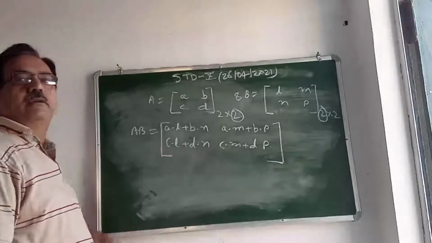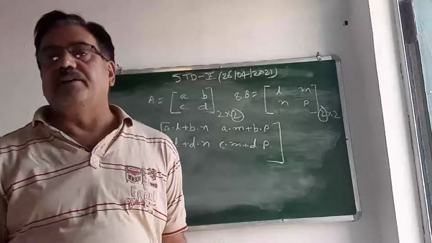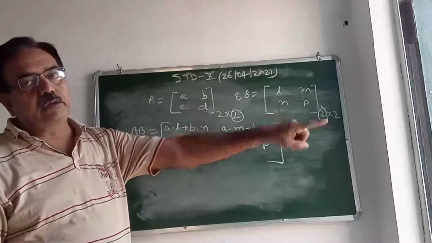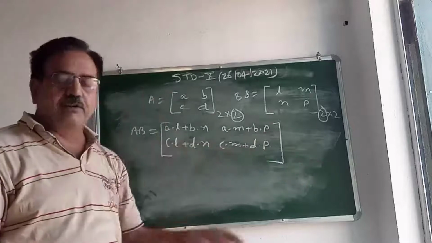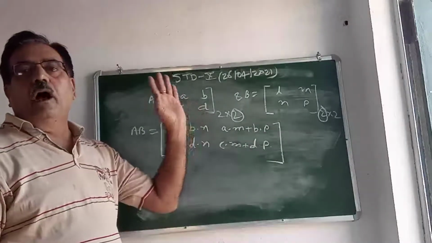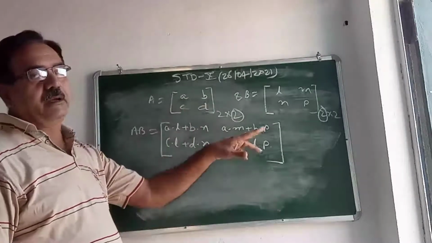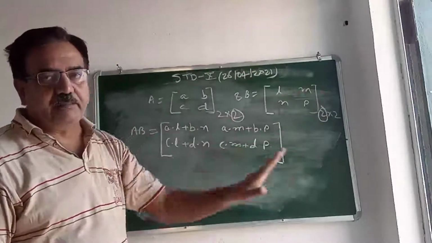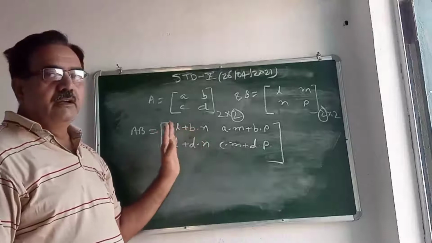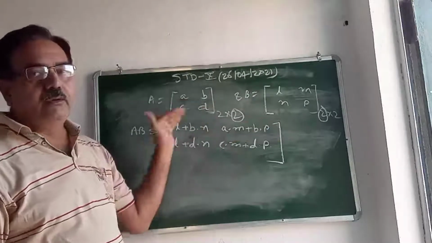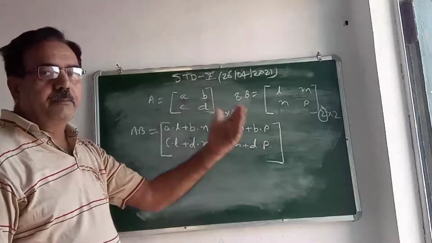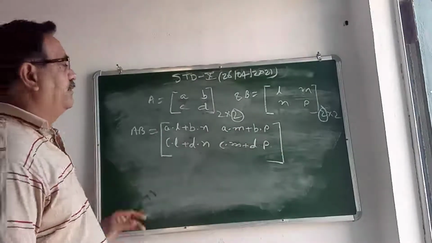This is the rule to multiply matrices. The column of the first must be equal to the row of the second, then multiplication of matrices is possible. After that, take the row of the first, multiply with the column of the second matrix, and add. That's why I have taken the general rule, not digits. You follow this rule and do the multiplication of matrices.